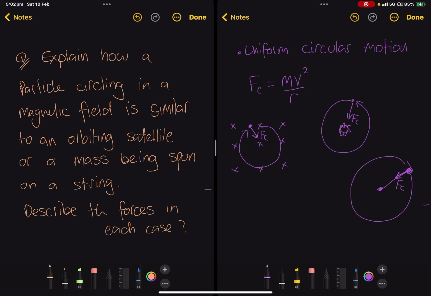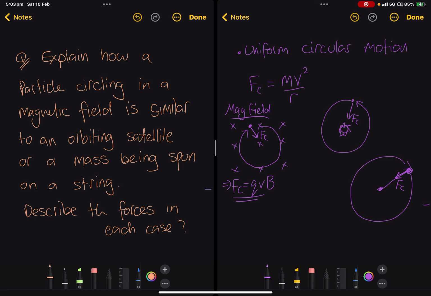Now we have to describe the forces in each case. Well, they all have centripetal forces. In the case of the magnetic field, we assume that the centripetal force is provided by the field. So this implies that the centripetal force is equal to the charge times the velocity times the value of the field. So this is a description of the force in the case of the magnetic field.